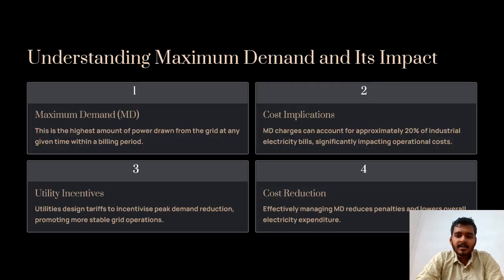So next one, understanding maximum demand and its impacts. Maximum demand is the highest amount of power drawn from the grid at any given time within the billing period. So the highest amount of power consumed at a given time through the billing period is called the maximum demand.